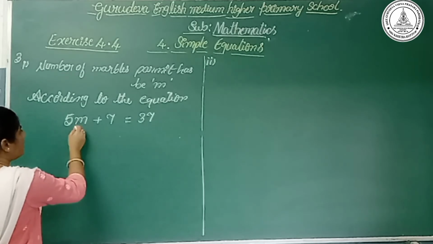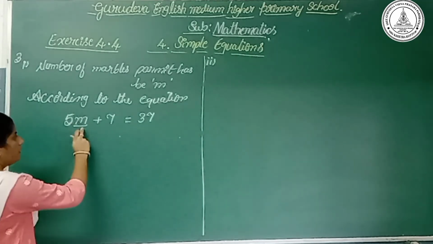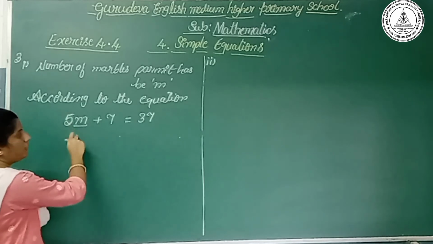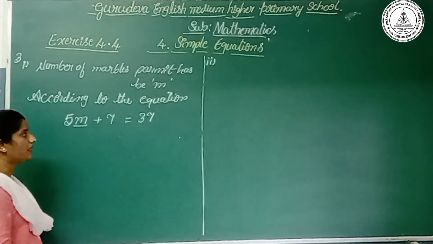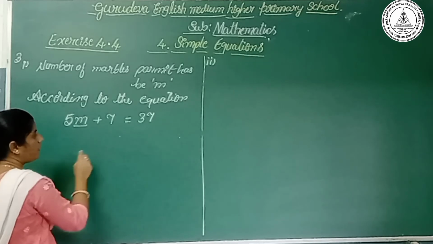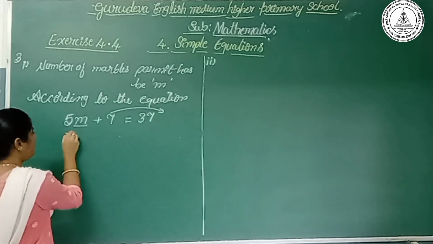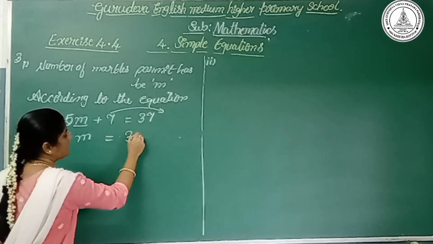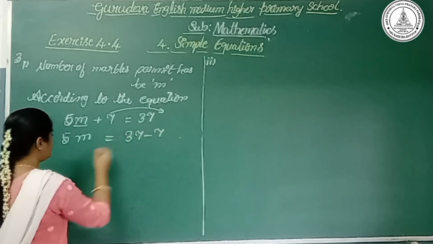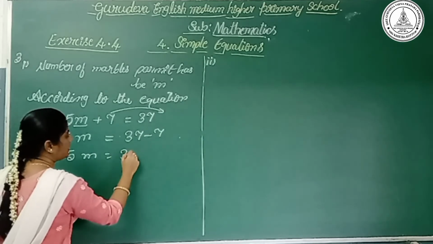So here we want to find out the number of marbles Permit has. Okay, so solve the equation here and you will get the number of marbles Permit has. Then first step, what do we want to do? I will transpose 7 to the right hand side. Then what we will get? To the left hand side, 5m is equal to 37 minus 7. Then 5m is equal to 37 minus 7, which is 30.